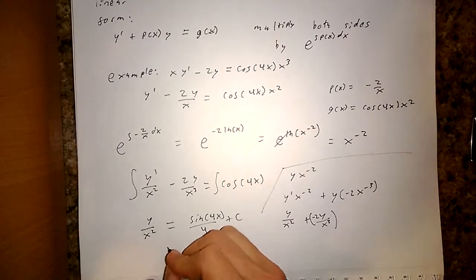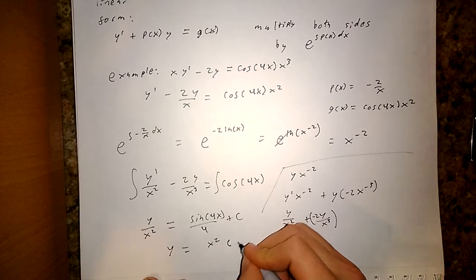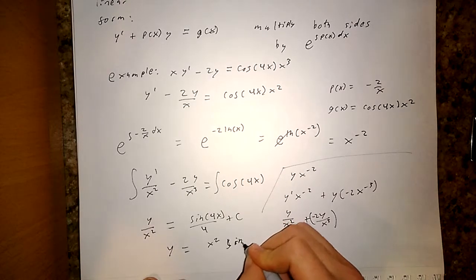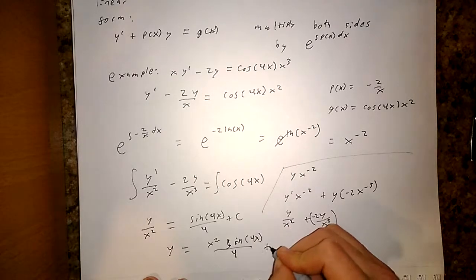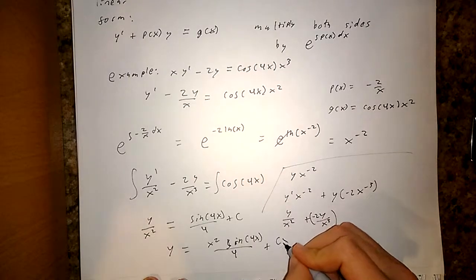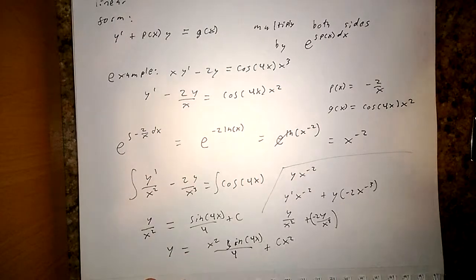The only thing is you want to solve for y, so y equals x squared sine of 4x over 4 plus c x squared. Okay, so this is what we want to end up with, y equals.